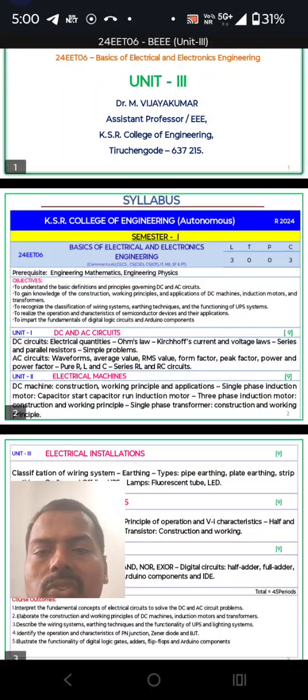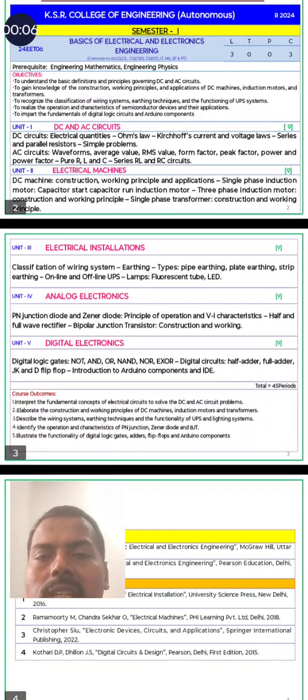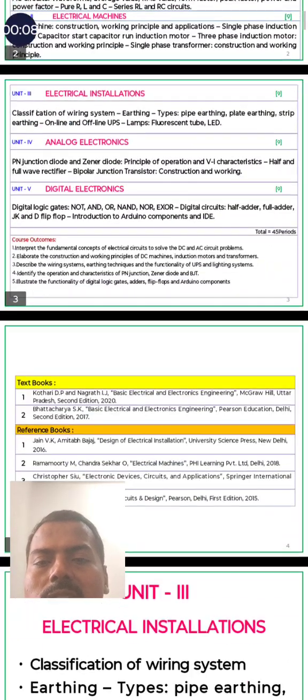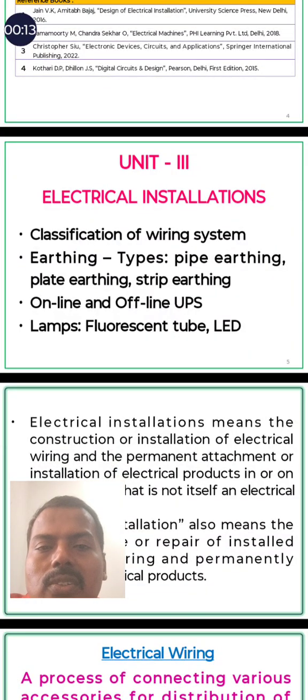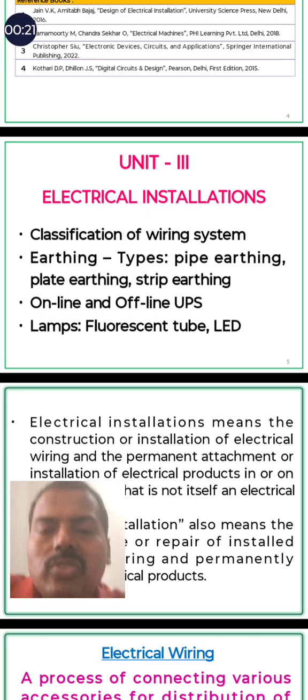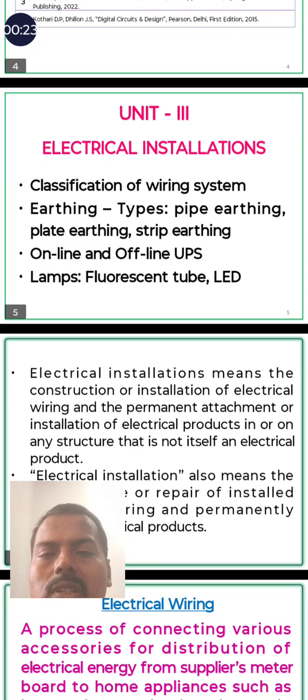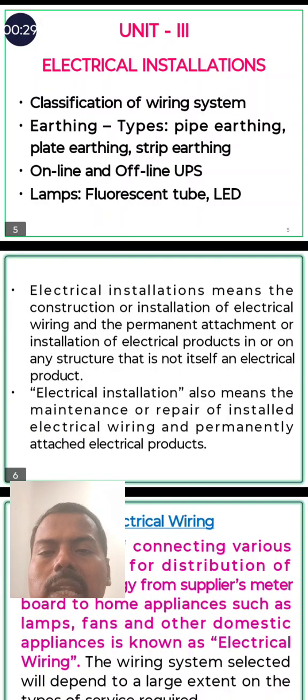Today we are going to discuss Unit 3, electrical installation. In an electrical installation, we cover the classification of the wiring system and earthing. The types of earthing are pipe earthing, plate earthing and strip earthing, then online UPS and offline UPS, followed by energy efficient lamps like fluorescent lamp, CFL and LED.